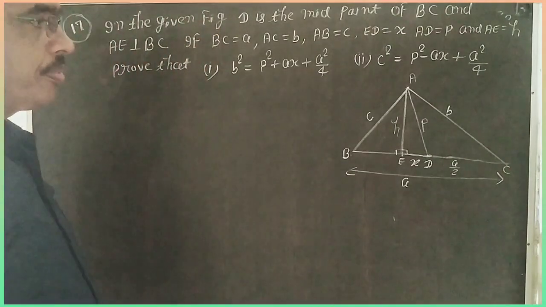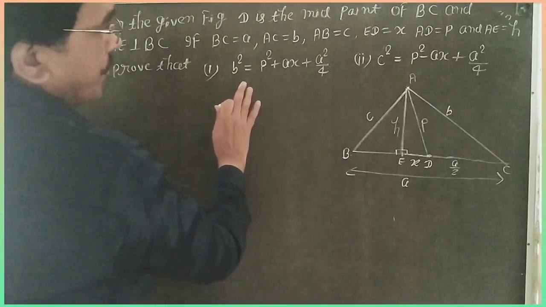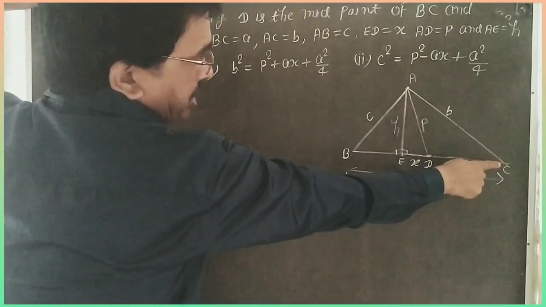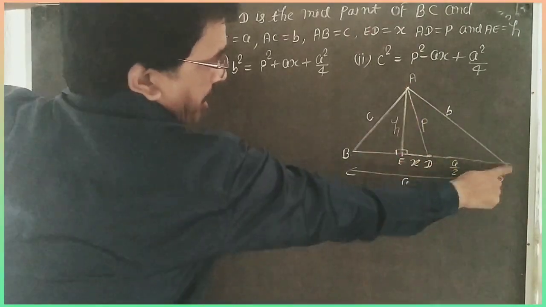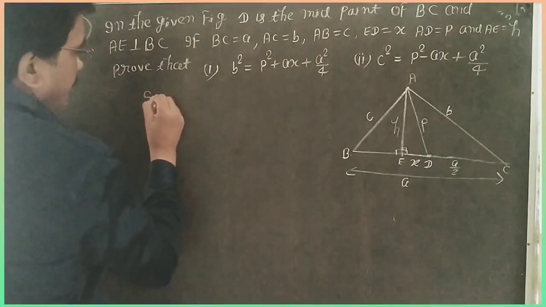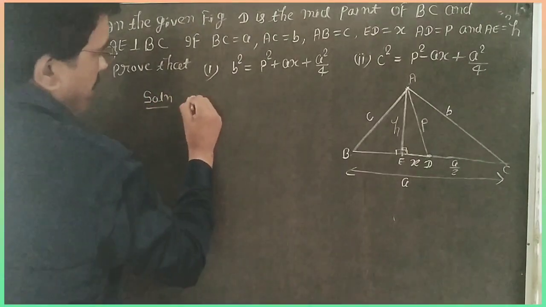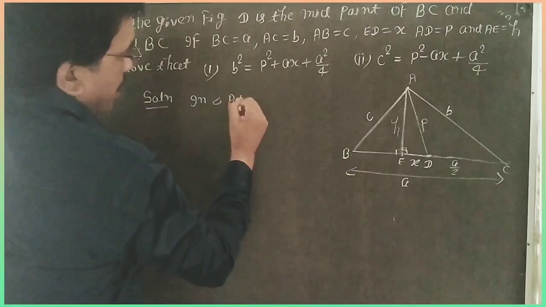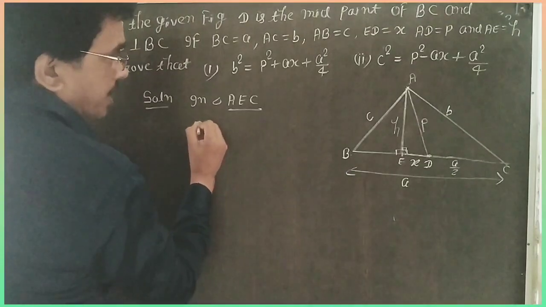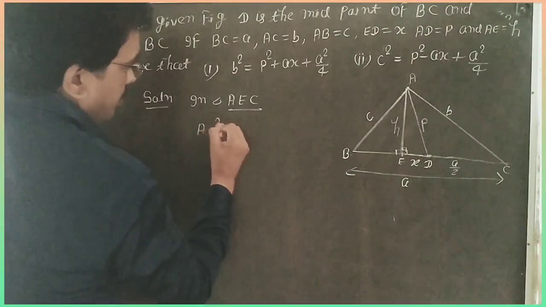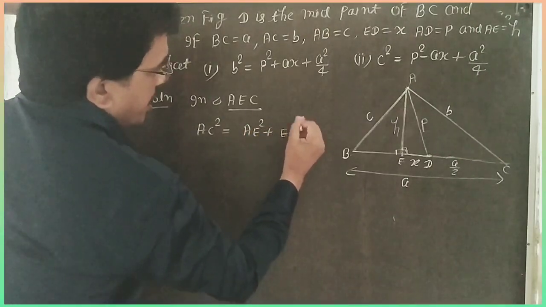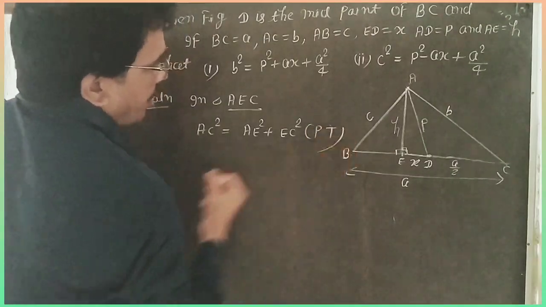First question you have to do. So first you find from which triangle you can find b square. Here b works as a hypotenuse. So in triangle AEC, because AEC is a right angle triangle, in the solution you write: in triangle AEC, AC square is equal to AE square plus EC square by Pythagoras theorem.